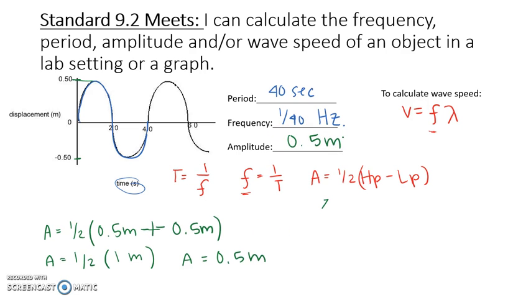Or if you didn't want to do that math, you can also understand that the distance from equilibrium, or the center, to the crest, or from equilibrium to the trough, is going to be your amplitude. So we could take a look at our graph here and see that from 0 to the top point or 0 to the lowest point is 0.5 meters. We would get the same answer that we got using the equation.